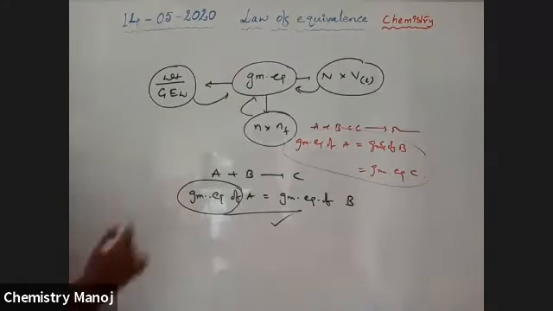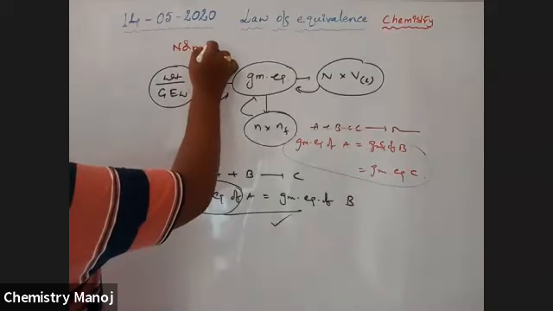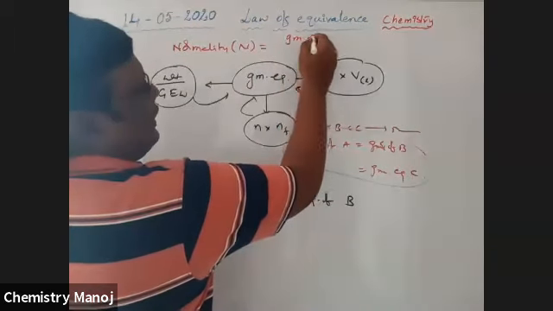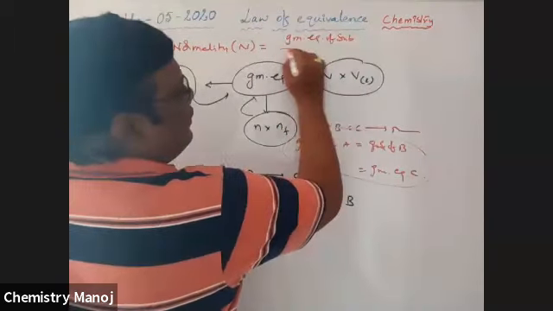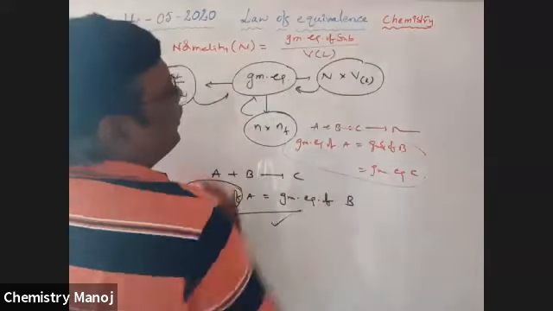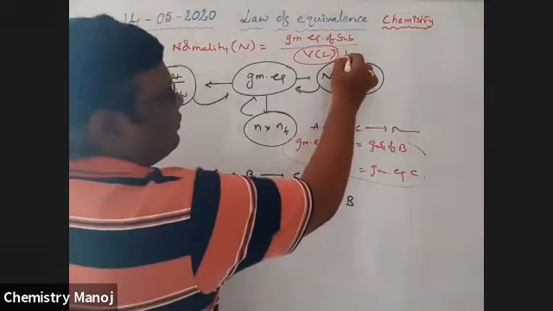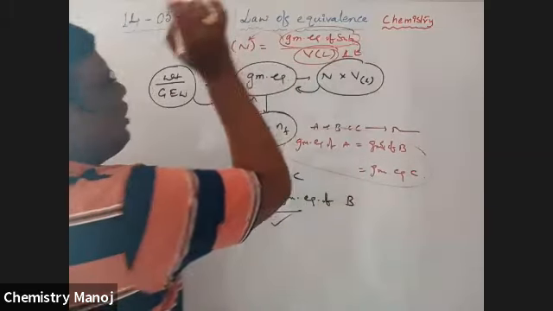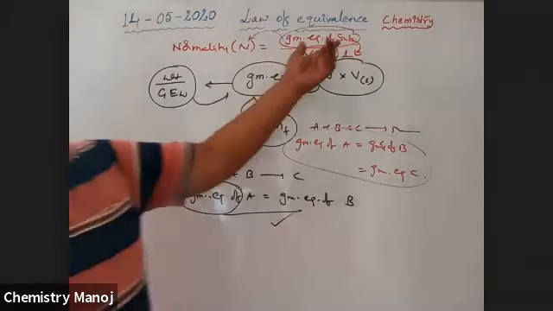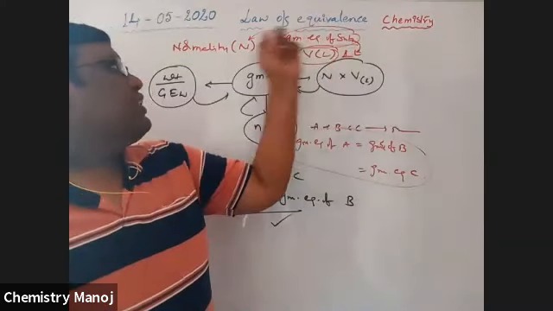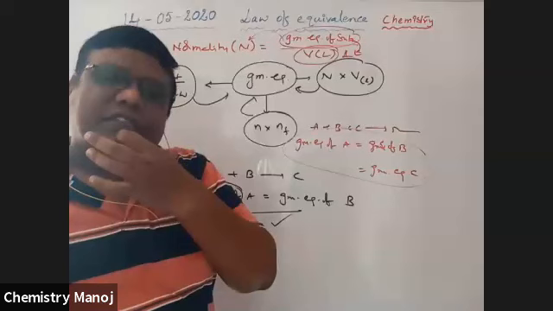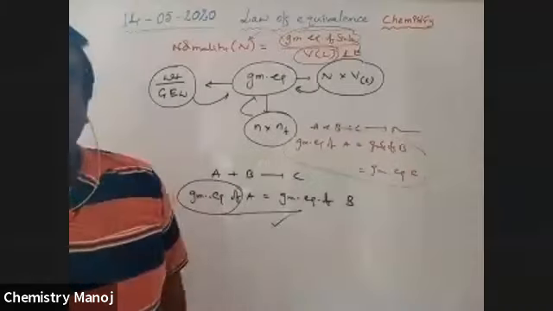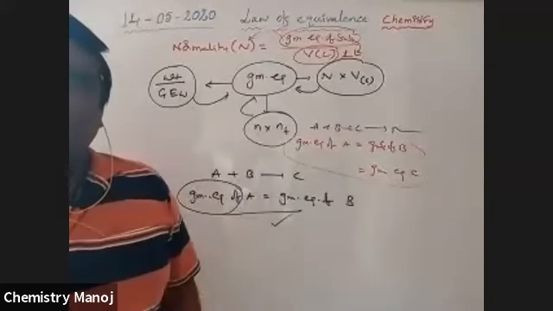So normality is indicated with the letter N, the gram equivalence of substance present in a volume of one liter. That means if V is equal to 1 liter, the number of gram equivalence of substance present in 1 liter solution is nothing but the normality of the solution. That is the definition for normality. Now I don't explain this normality here. So at least forget this. I don't want this.